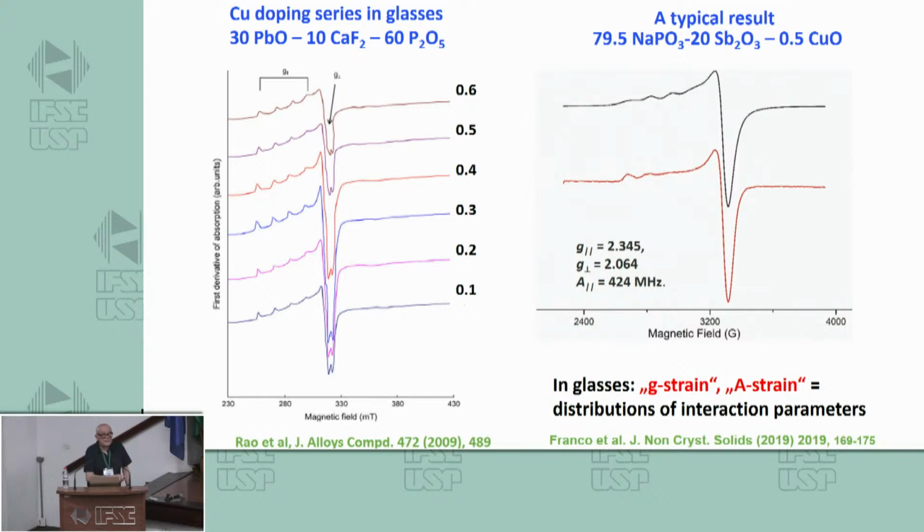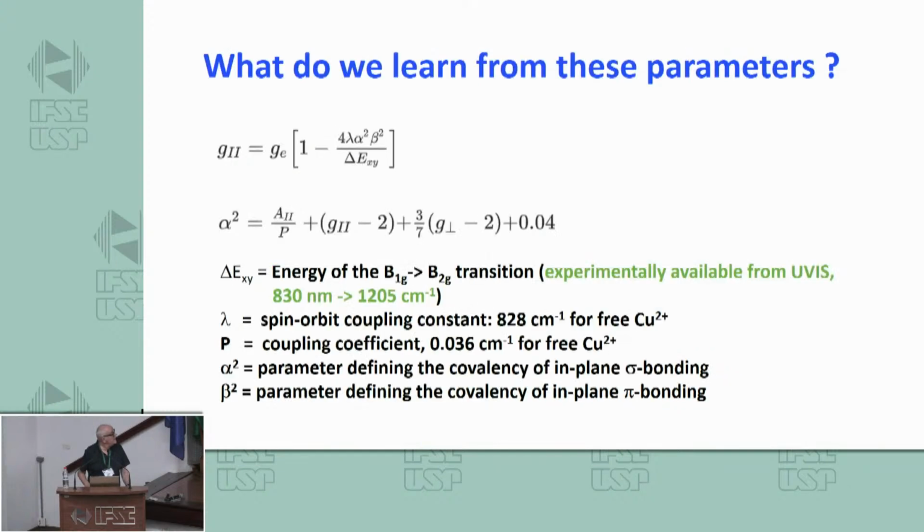Whenever we're talking about the distribution of g and A, we call it strain, g strain and A strain, which means nothing but distribution of interaction parameters. And the program EasySpin that I mentioned before is very good and can account for these kinds of strained parameters.